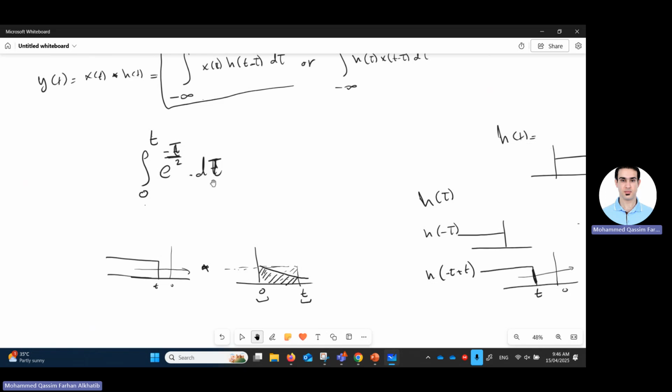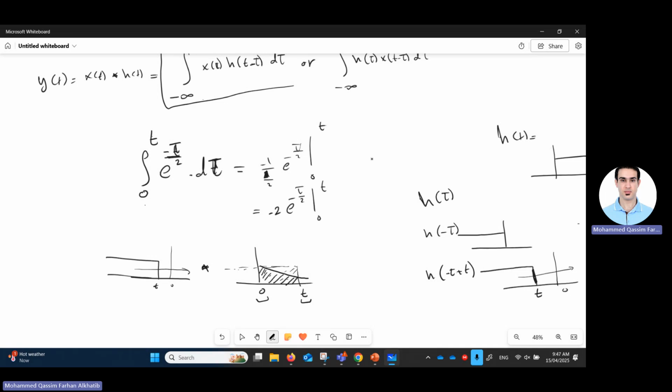So when you do the integral in this case, negative 1 over 2 e to the power minus tau over 2 from 0 to t, negative 1 over negative 1 over 2. So in this case, negative 2 e to the power minus tau over 2 from 0 to t. Take the derivative, you will get that value.